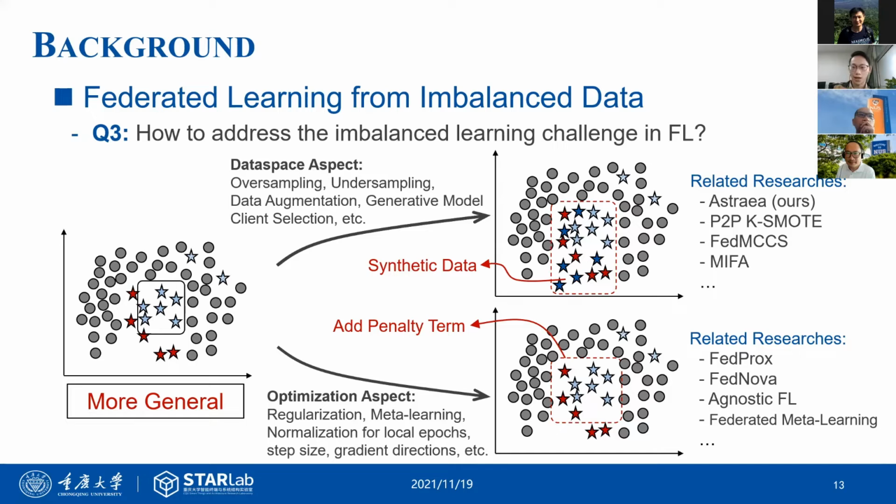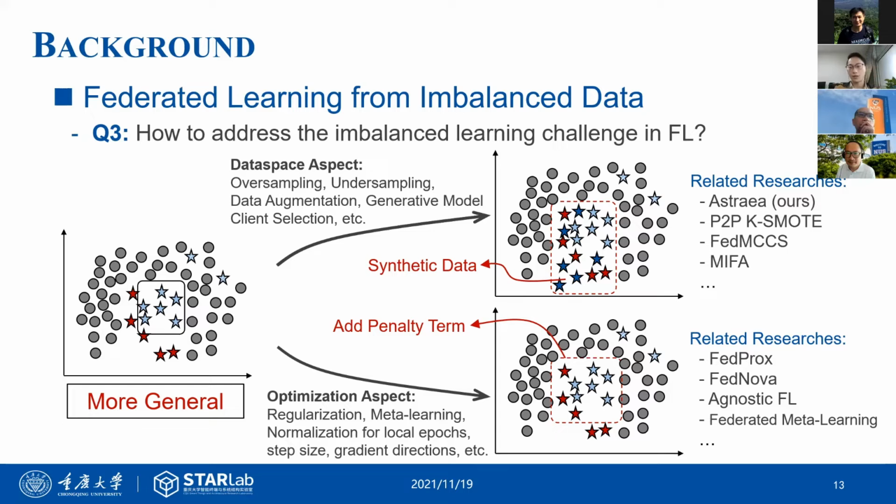Many techniques have been proposed to enhance the generalization ability of the global model. We can categorize these techniques as data space methods and optimization methods. For the data space aspects, there are oversampling, undersampling, data augmentation, generative models, client selection, and so on.